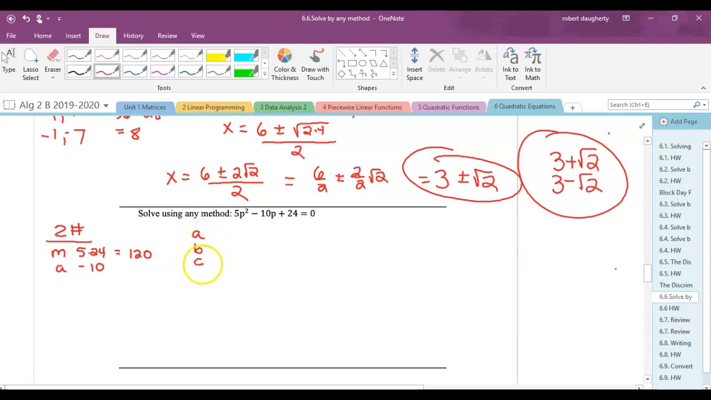A, B, C. A is 5. B is negative 10. C is 24. Okay, so b squared minus 4ac is going to be negative 10 squared minus 4 times 5 times 24. So that's going to be, what is 16 squared, 256, all right? So this is 256 minus.